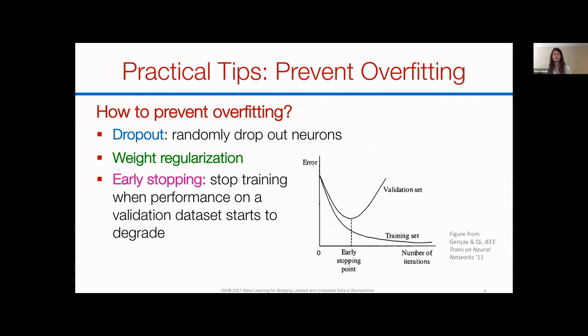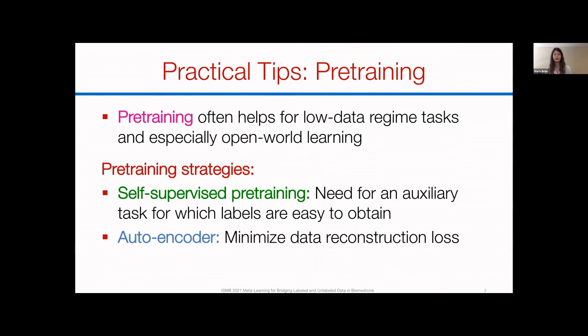One piece of advice, particularly for low data regime tasks, is that pre-training is often helpful. This is especially the case for open world learning. And how to pre-train your model? If you have an auxiliary task for which the labels are easily available, then you can train the model on that auxiliary task first. This is often called self-supervised learning in the literature, and the most popular approach is to use a contrastive loss, which means learning representations such that similar samples stay close to each other, while dissimilar ones are far apart. In this case, you need auxiliary labels because you need to define which data points are similar or dissimilar to each other. And if you do not have an auxiliary task, one approach is to pre-train the network using an autoencoder by trying to reconstruct the input at the output of the network.